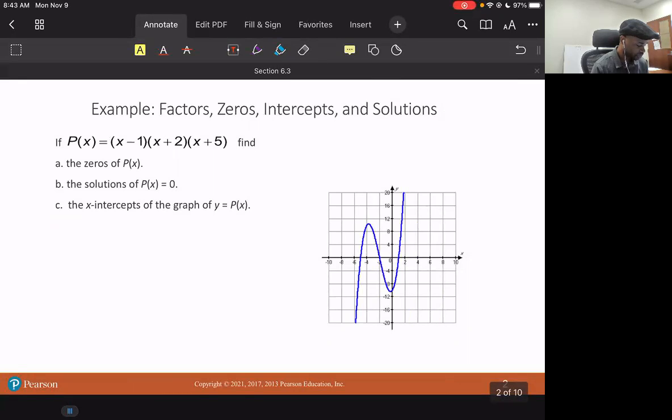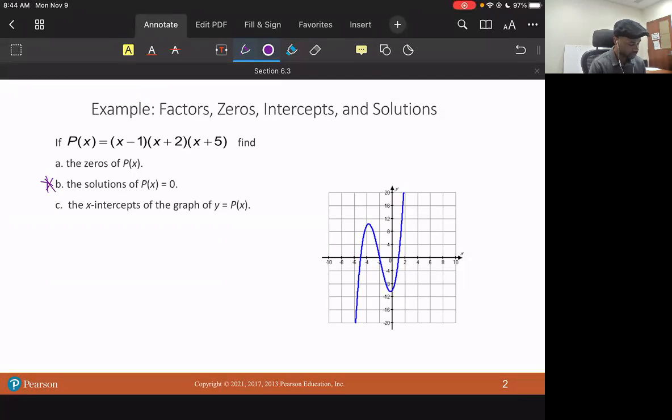We've got a function p of x equals, now you've got three distinct factors, x minus 1 times x plus 2 times x plus 5. We want to find the zeros of p of x, the solutions of p of x when it's set equal to 0. That's important because if they said find the solutions of p of x when it was equal to 6 or something like that, that'll change a little bit. And then you have the x-intercepts of the graph. So let's deal with the factors first.